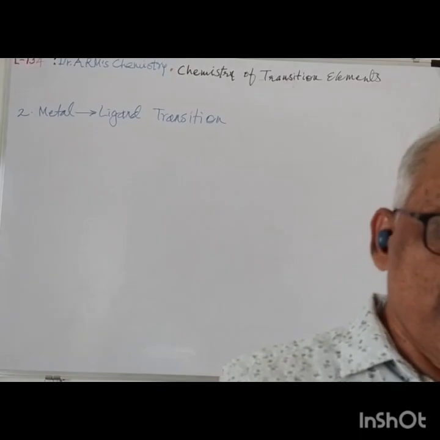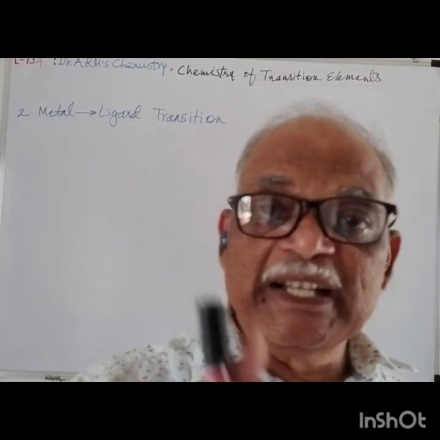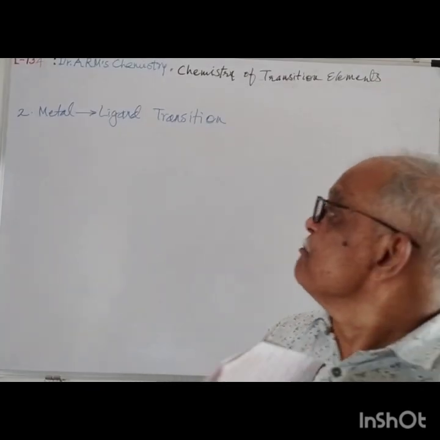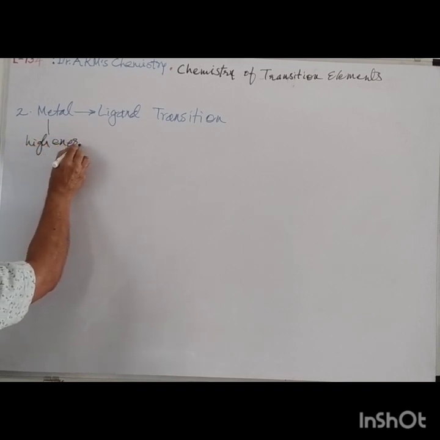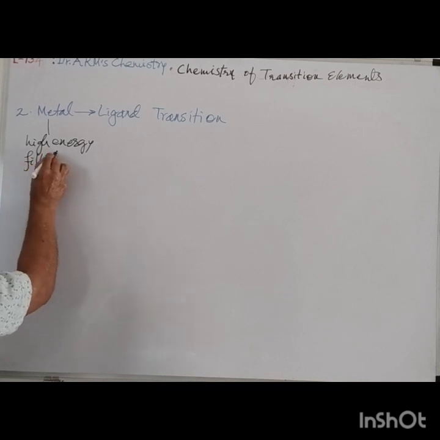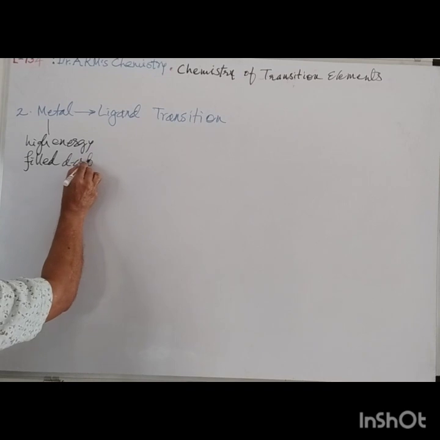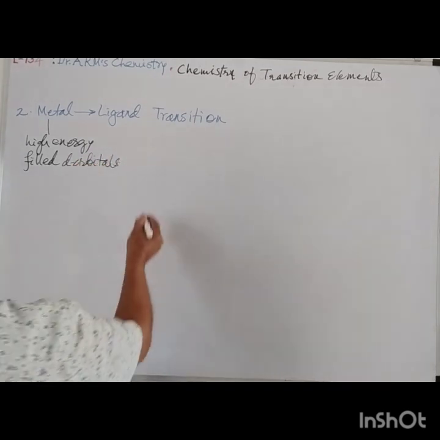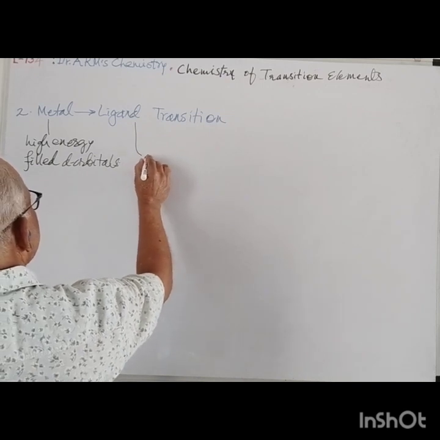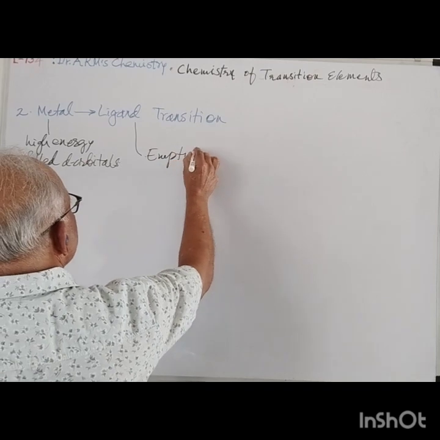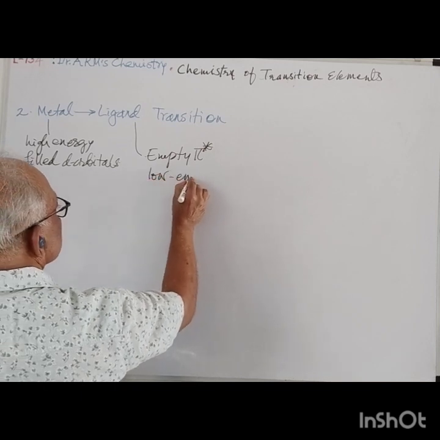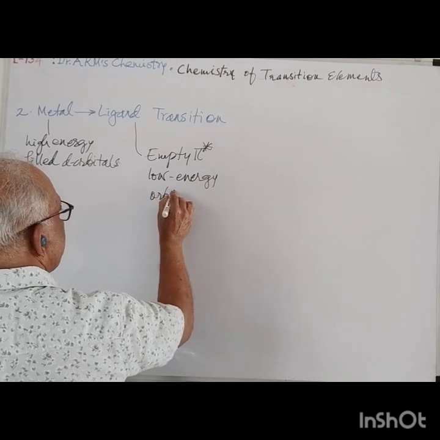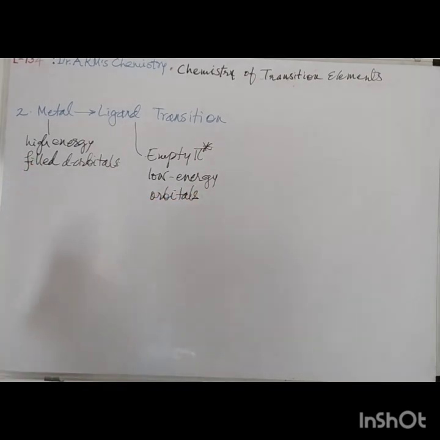Such transitions are taking place in complexes where the metal ion has high energy filled d orbitals, whereas the ligands have empty pi star symmetry, low energy orbitals.